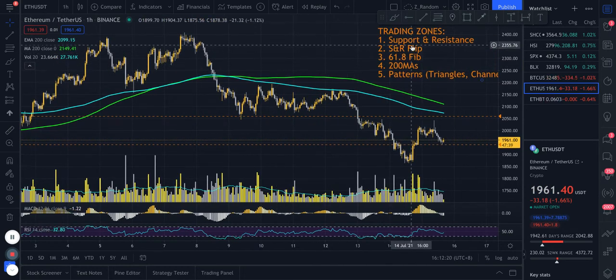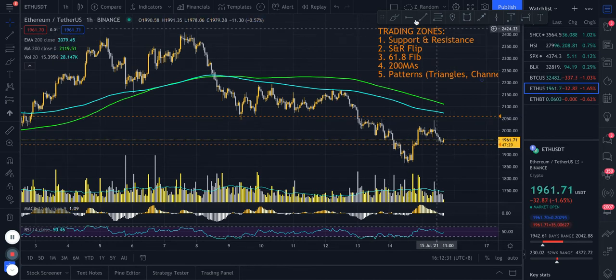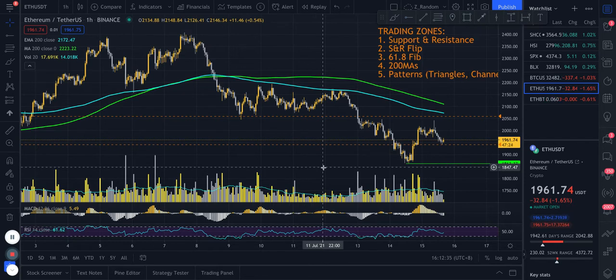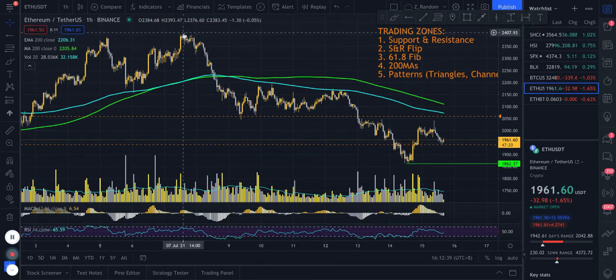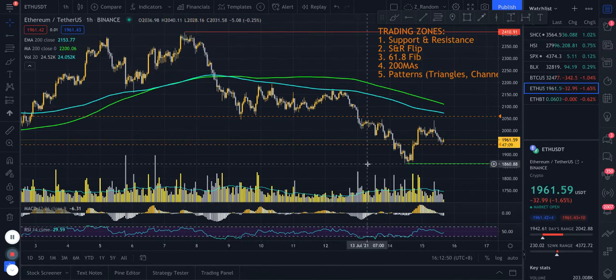So with support and resistance, it's very clear. Support is just the lowest swing low you see on the chart, which in this case is here, right? So at around 1863. So we'll mark it like this. Resistance will be the highest swing high you see on the chart, which will be here, right, at around 2408. So we'll mark it like this. I'll turn it to red to show that it's resistance.